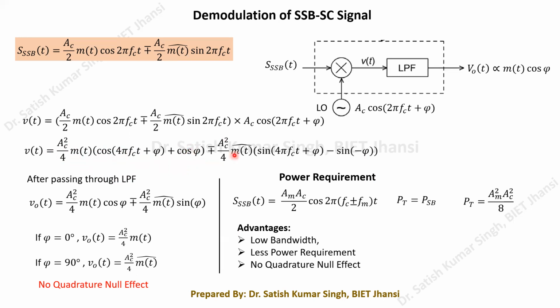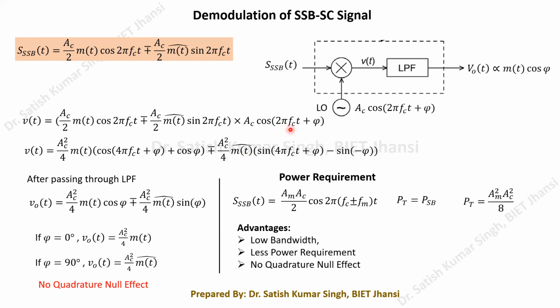Similarly, in this factor we are going to get m^(t), and then this is a negative sign, so this will be sin(−φ). Sin(−θ) is equal to −sin θ, so this minus minus will become plus. Again, it is going to multiply with one constant factor.